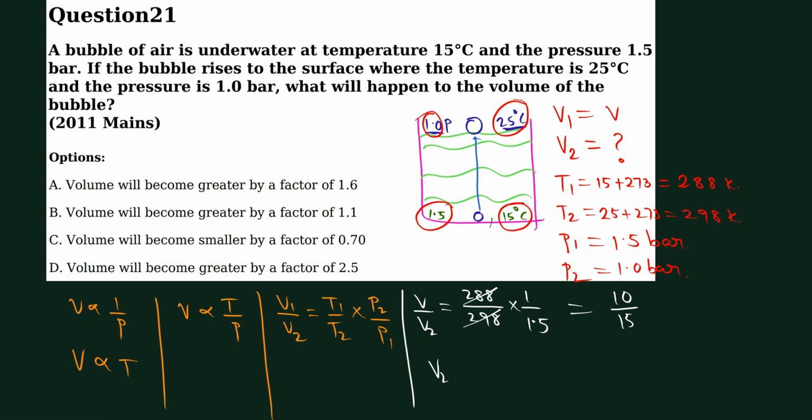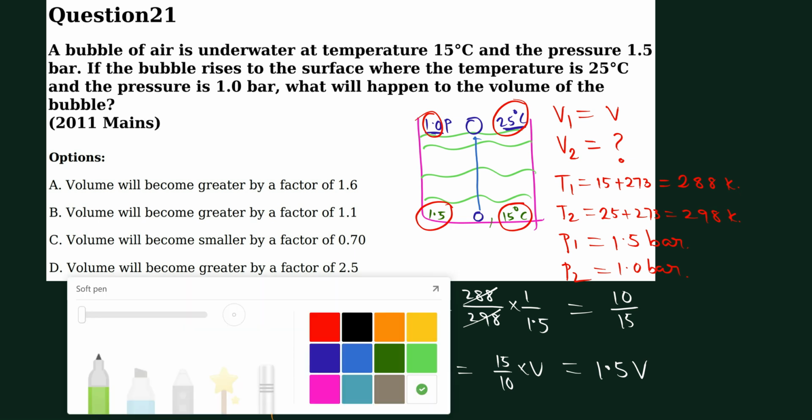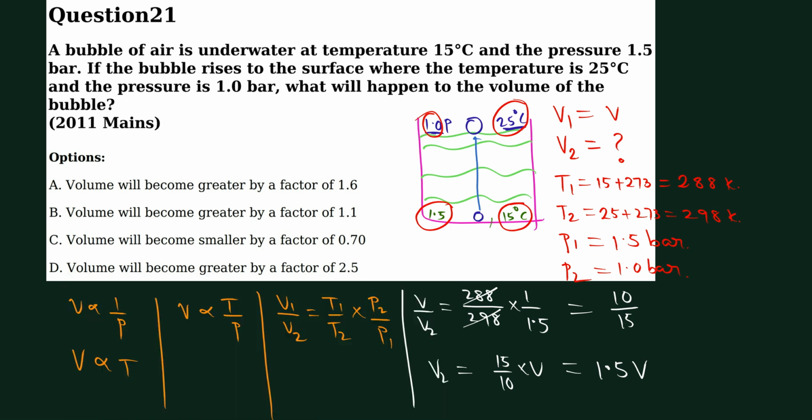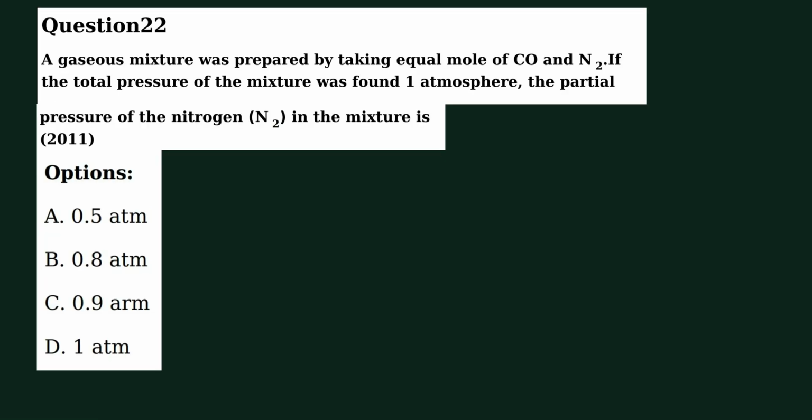So V2 equal to this 10 by 15: you take it this side, V2 you take it that side. This will become 15 by 10 into V. What is the value of 15 by 10? 15 by 10 value is 1.5 V. So it is nearly matching with answer A. So the volume will become greater by a factor of 1.6. This is your answer. Is it clear, everyone? Okay, we'll move on to the next question.